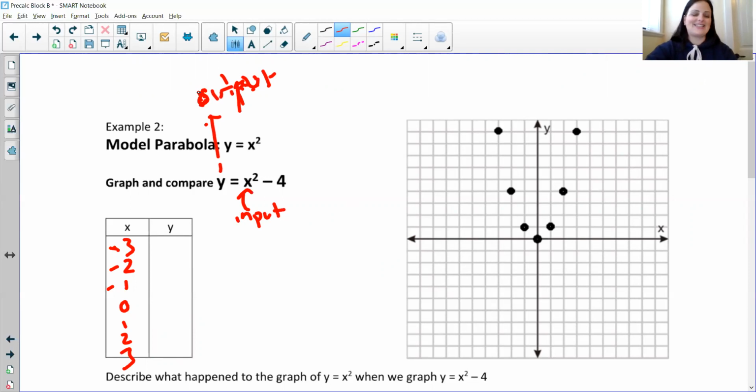for y, all right? So if you haven't already done so, if you weren't quite sure where to start and now you know what to do, pause the video and go through. Remember, you're going to be squaring these values of x and subtracting 4 from it. And you should get 5, 0, -3, -4, -3, 0, and 4.